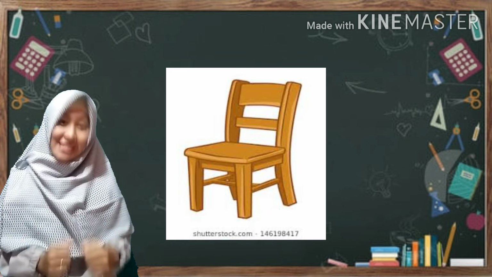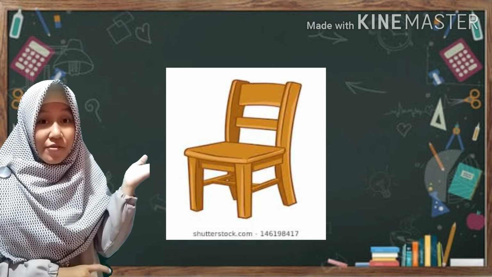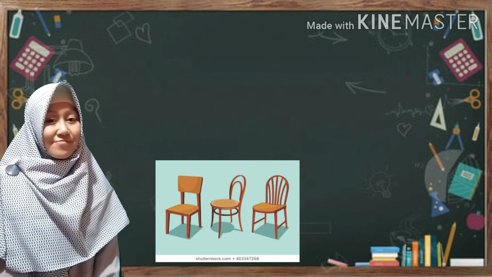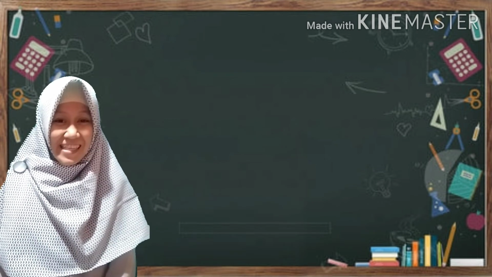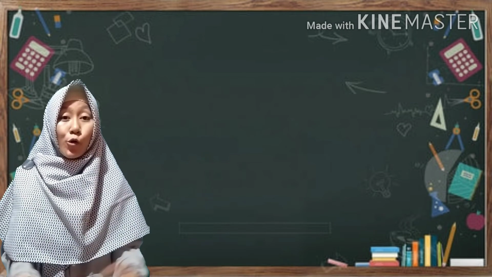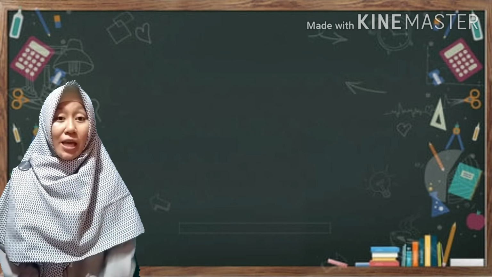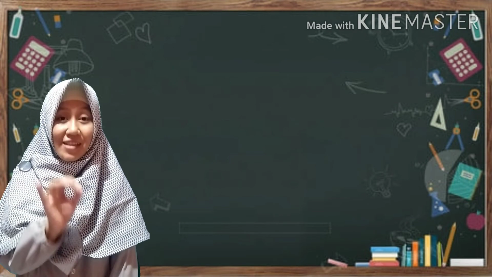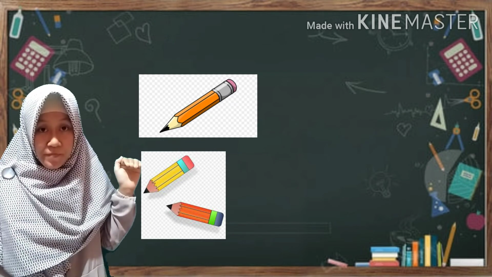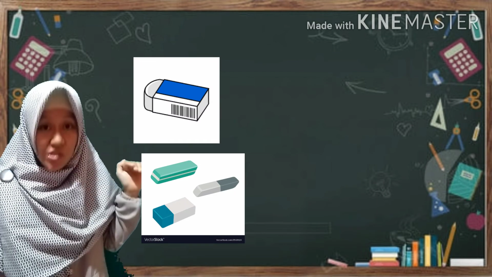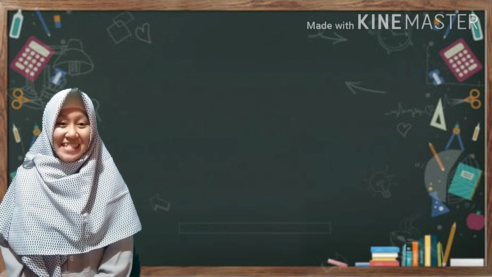Okay? Next, what picture is that? It's the thing that you can sit on. If only one, you can say chair. If more than one, you can say chairs. Chair. Chairs. Okay, that's about the tools and about how many things there are. If only one, you don't need s. But more than one, you put s on the last letter. Book becomes books. Pencil becomes pencils. Eraser becomes erasers. Chair becomes chairs. Okay? So that's about our lesson.